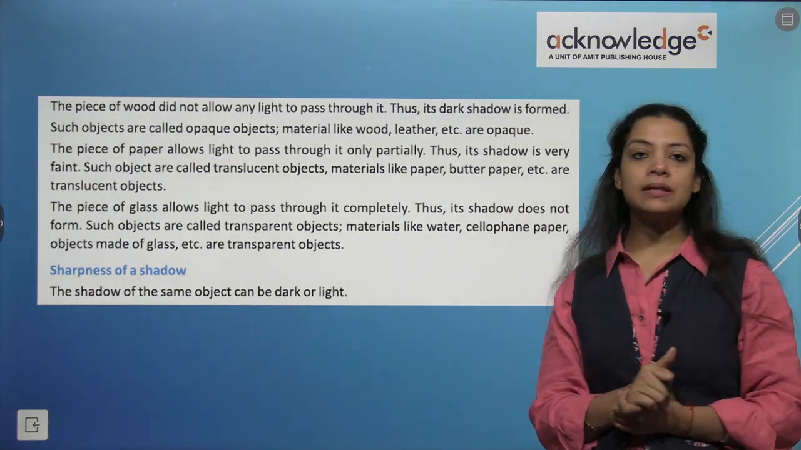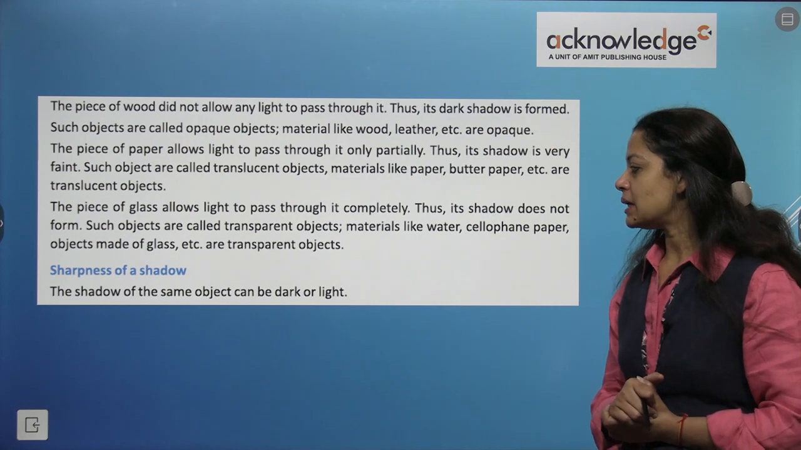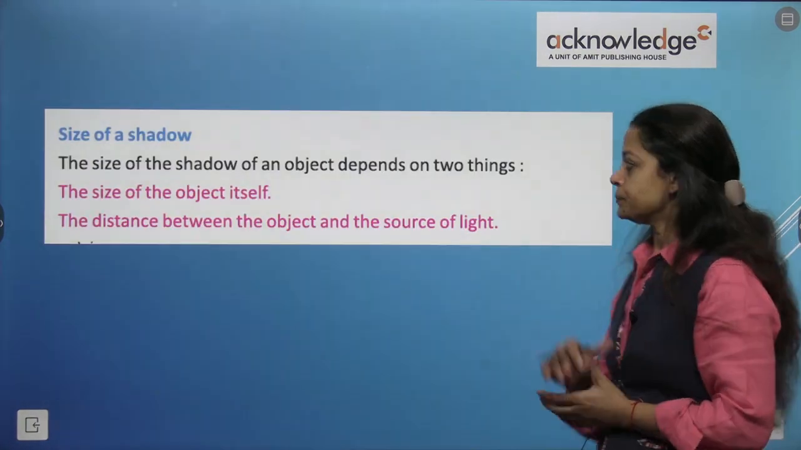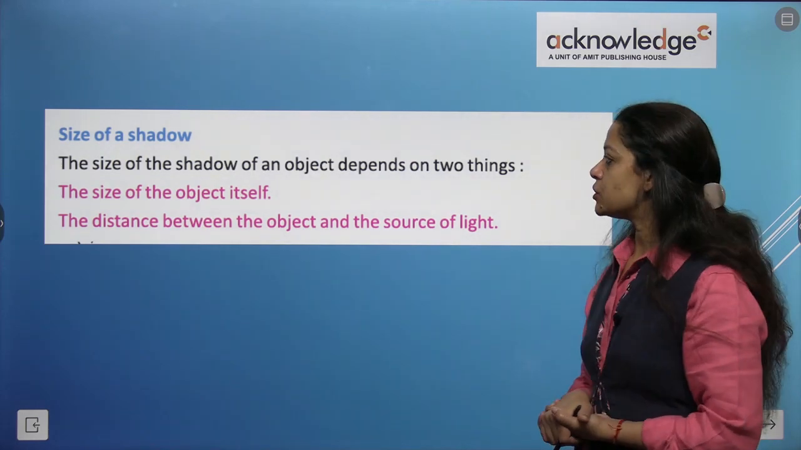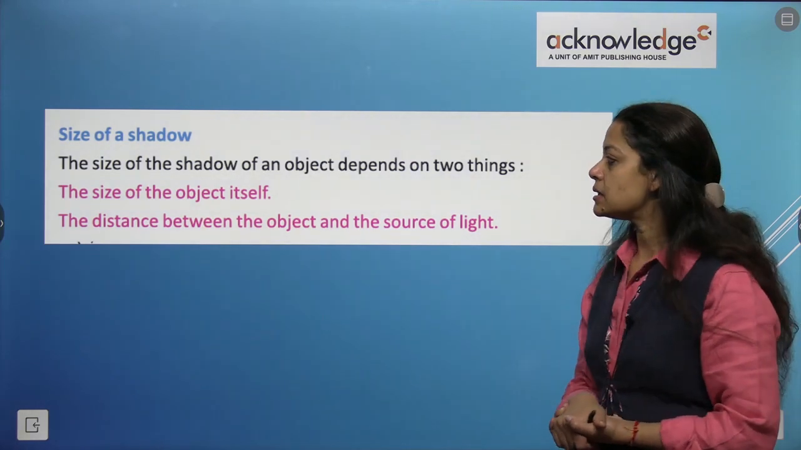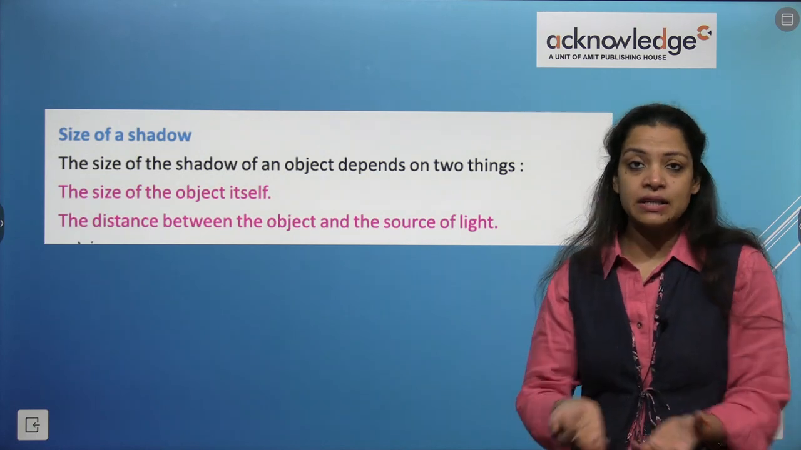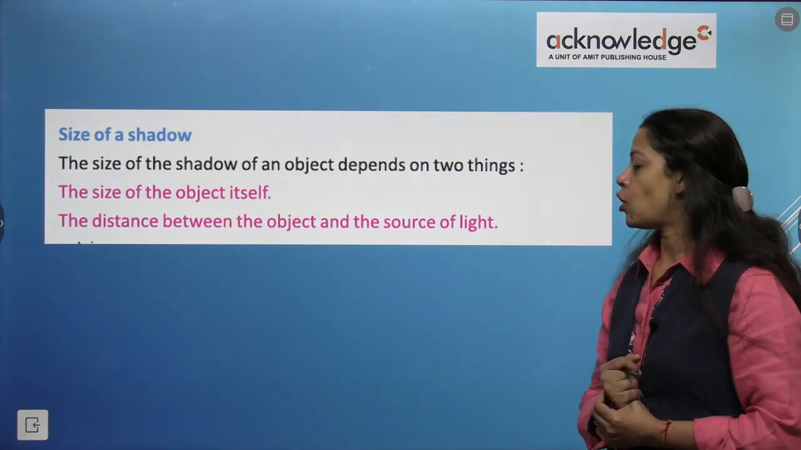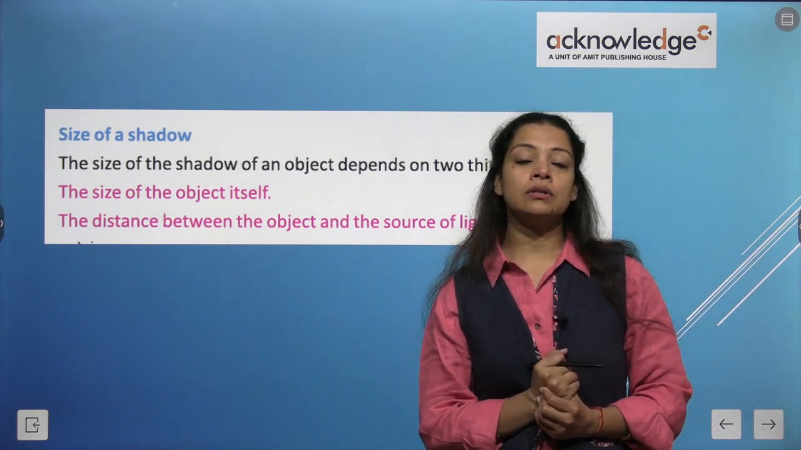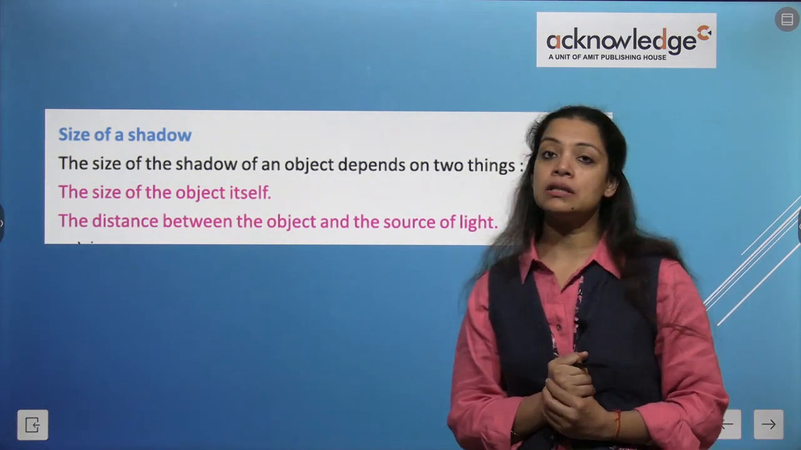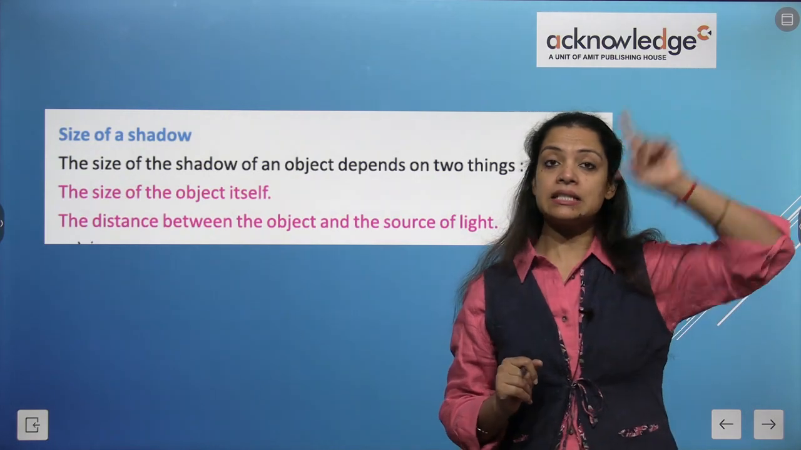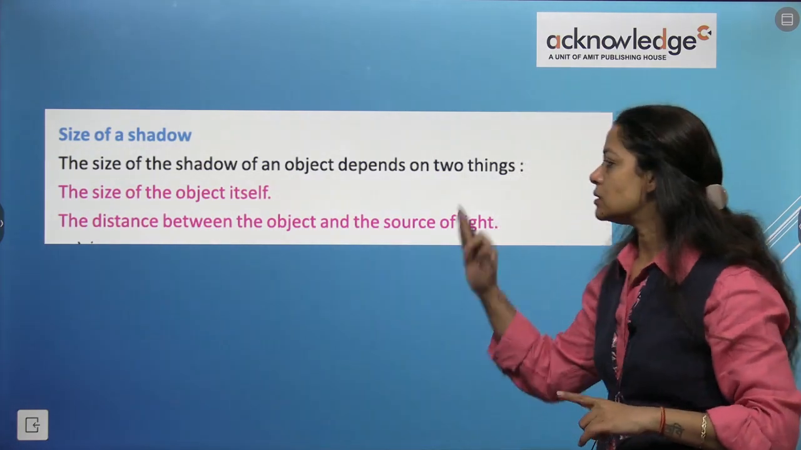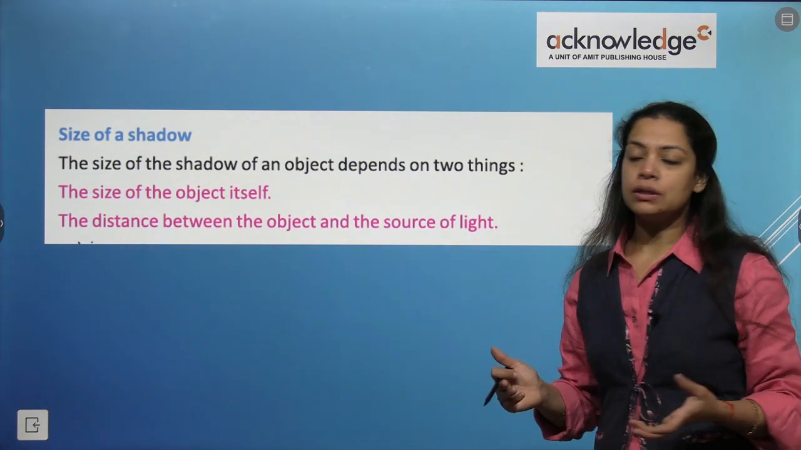Now what is the sharpness of a shadow? The shadow of the same object can be dark or light. Size of a shadow. The size of the shadow of an object depends on two things. Size of the object itself, कि क्या उस object का size है, and also the distance between the object and the source of light. So the size of the shadow depends on the size of the object and the distance between the source of light and the object. So on that distance also the size of the shadow depends.